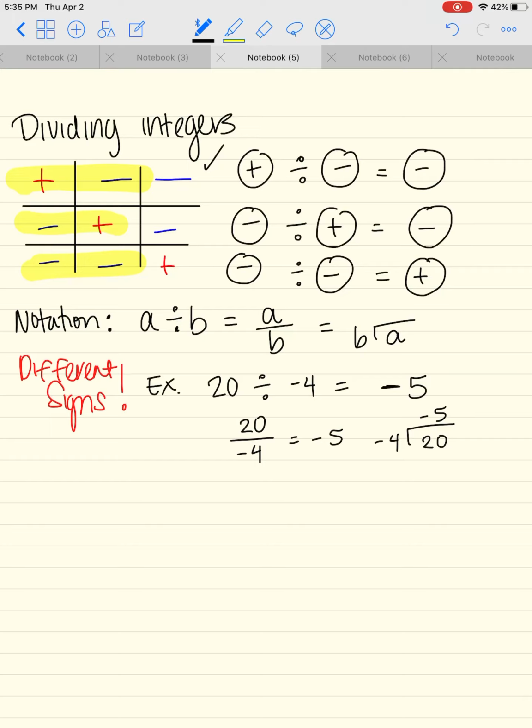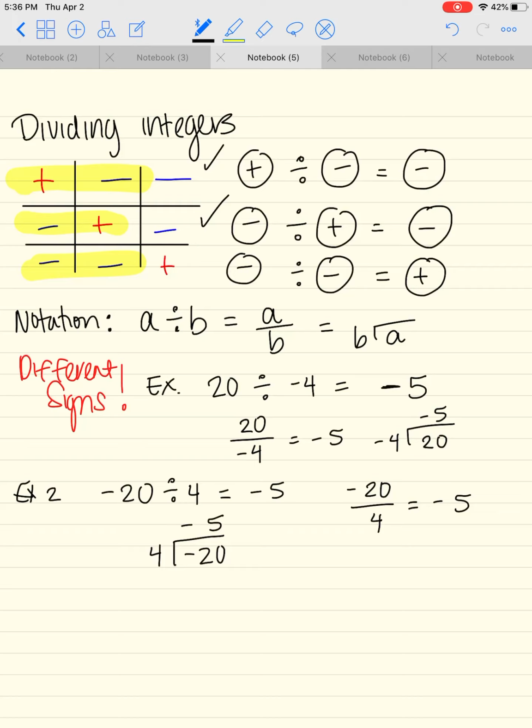Let's suppose at this time we make the 20 negative. So now, this is my second example. Let's make negative 20 divided by 4, which is also negative 5. How do I know that? Because of my tic-tac-toe. It tells me a negative divided by a positive is also a negative. This can also be written as a fraction. If I put negative 20 over positive 4, this is also negative 5. Or you can use your division box. Negative 20 divided by positive 4, negative 5. So same thing. Different signs.